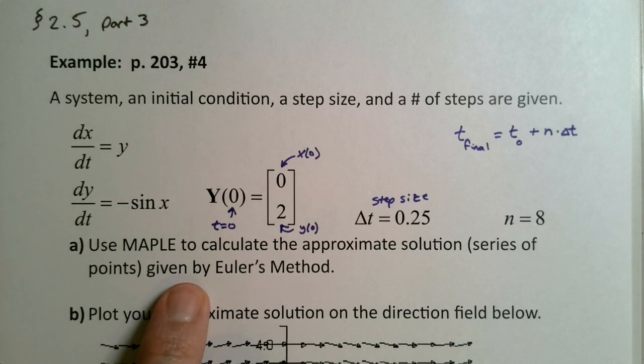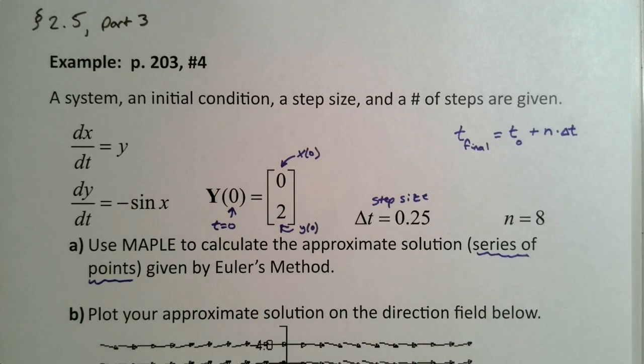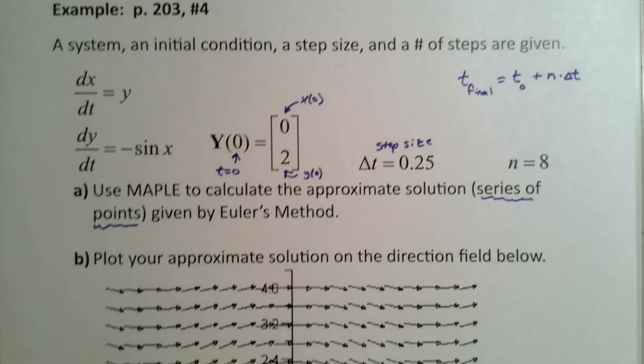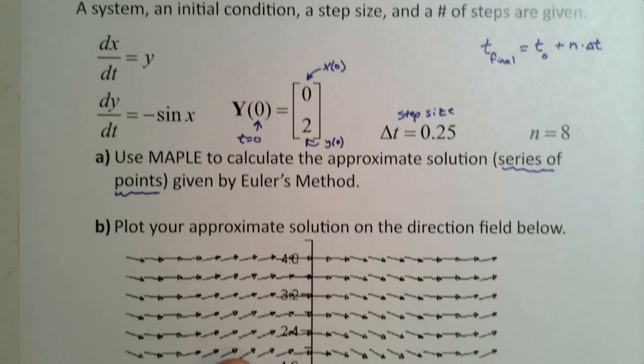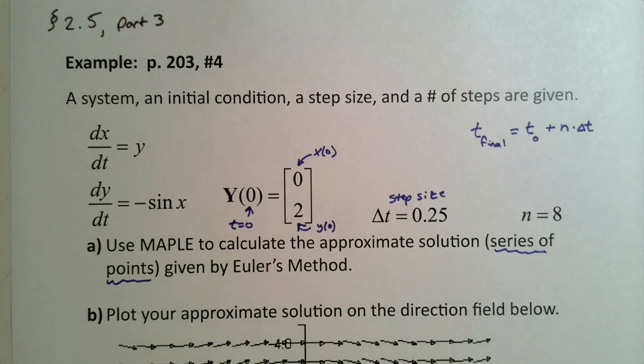So we're going to use Maple to calculate the approximate solution, and we're actually going to get a series of points. That means we don't want to just have the beginning point and the end point. We're going to set up our array in Maple so that we can do that. So we're going to be able to figure that out in Maple, and then we are going to plot, based on our little graph down here, what our approximate solution is for the direction field. Well, technically for the vector field on this guy. So let's take a look and see what we can do in Maple.